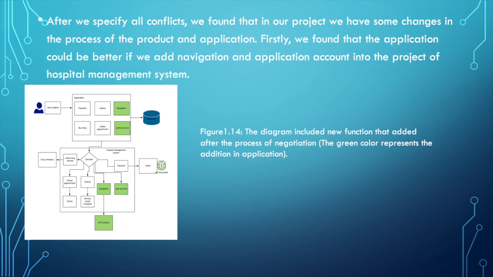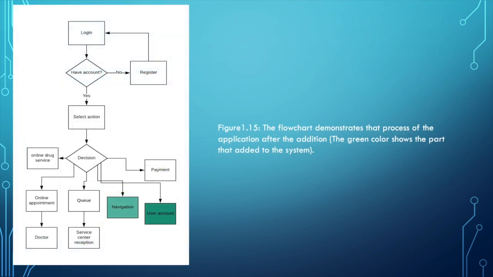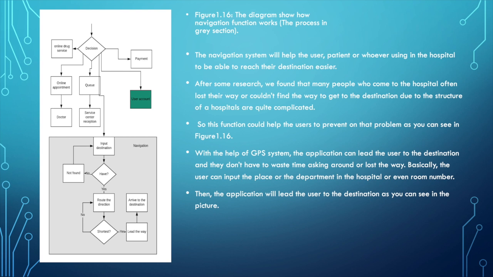After identifying the conflicts, we also found that the application could be better if we add navigation and account into the hospital management system project. The picture shows the overview process after adding the new functions in green color. This flowchart demonstrates the process of the application after adding the new functions. The picture shows the process of the navigation function in the gray section. The navigation system will help the user or patient reach their destination without losing the way with the help of GPS.